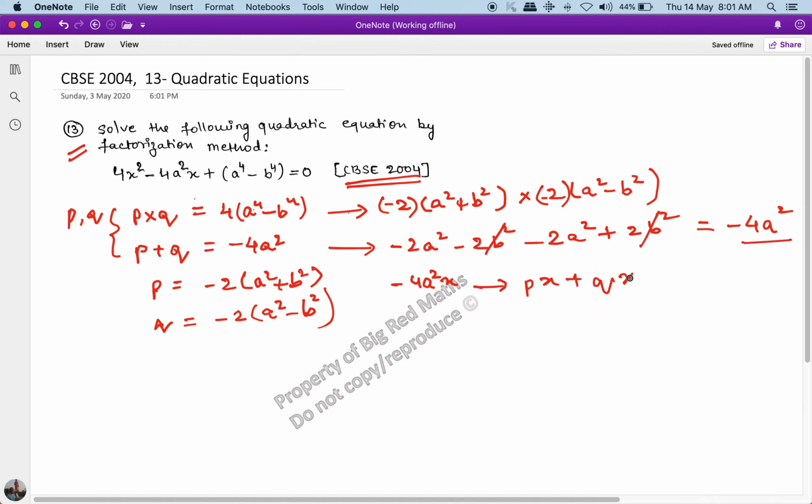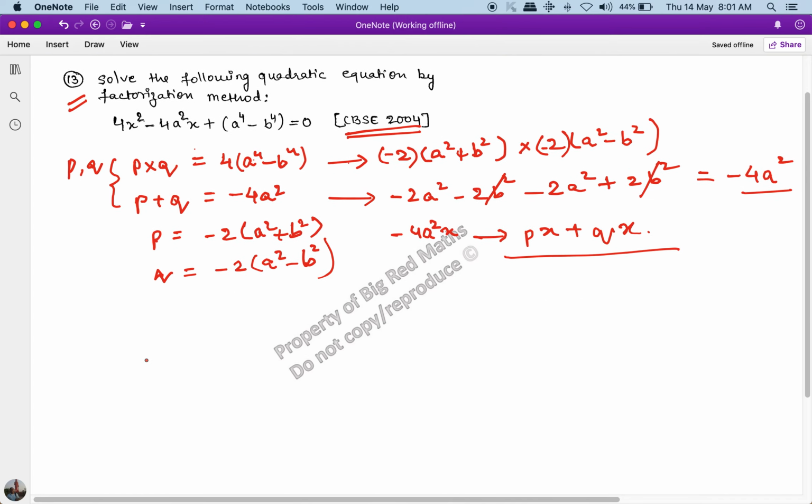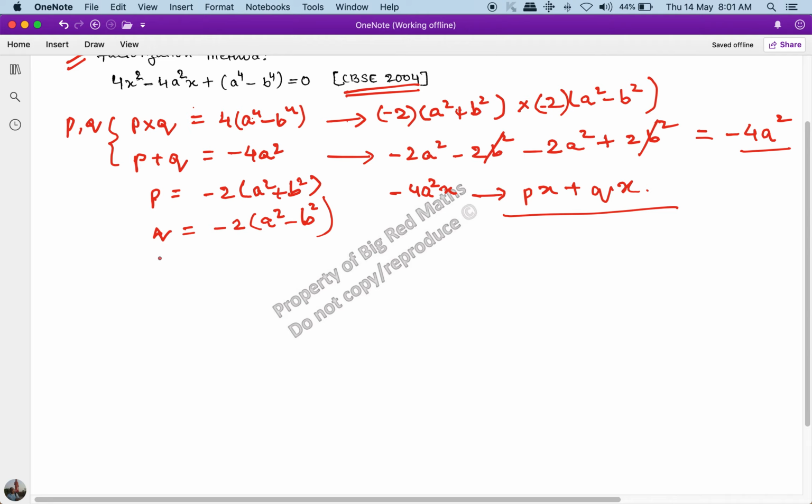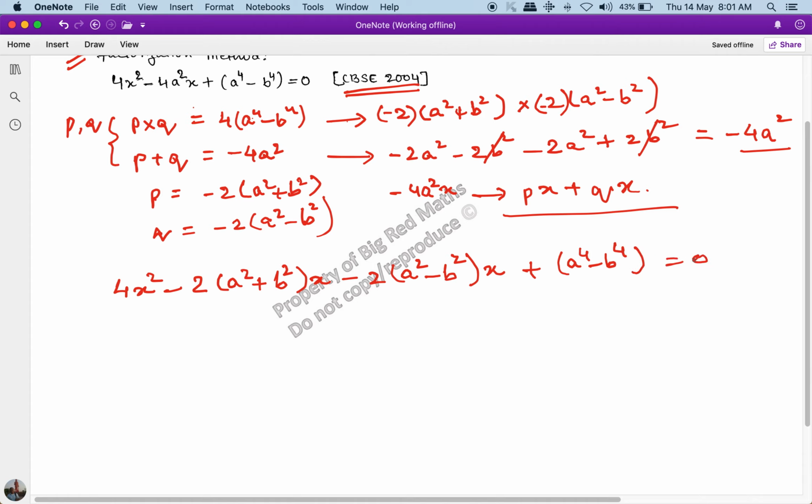which is, I am factorizing by splitting the middle term. So what my equation actually becomes now is 4 times of x square minus of, now rather than writing it as 4a square x, I am writing it as minus of 2 times a square plus b square multiplied by x minus of 2 times a square minus b square into x plus a to the power of 4 minus b to the power of 4 equal to 0.